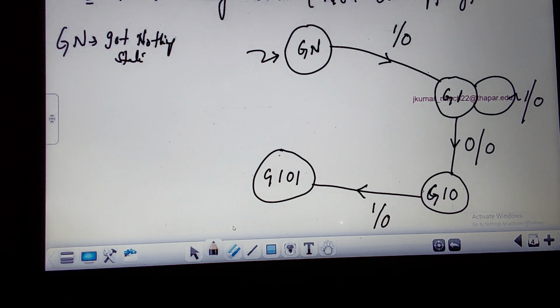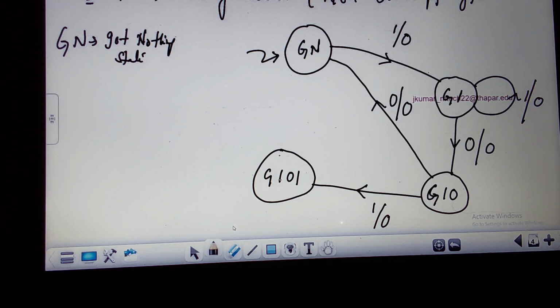You understand? If got 1 0 1 receives 0, is it going to the previous state, or remaining in the same state, or going to the reset state? It will go to the reset state. Why? The pattern does not match. If the pattern does not match, which state am I going to? The reset state, when it detects 0. What is the output? 0. You understand? The pattern does not match, so I'm going to the got nothing state.